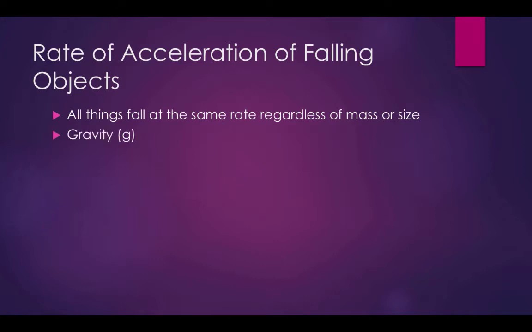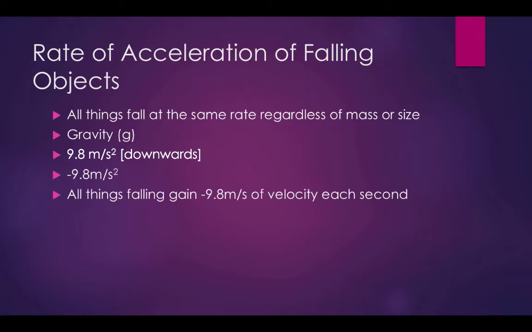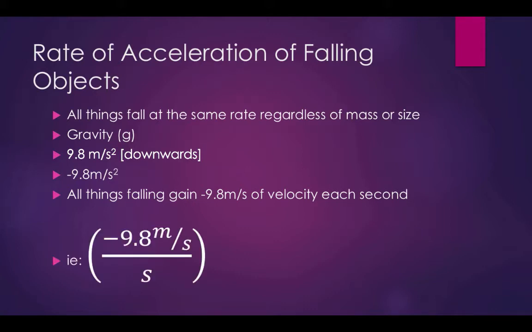This constant rate of acceleration is called gravity and has the symbol g. The value of g is 9.8 meters per second squared downwards, or negative 9.8 meters per second squared. This means that all falling objects near the surface of Earth accelerate at 9.8 meters per second downwards every second of falling. Or, simply, the speed of a falling object will increase by negative 9.8 meters per second for every second that it's falling. Negative 9.8 meters per second per second.